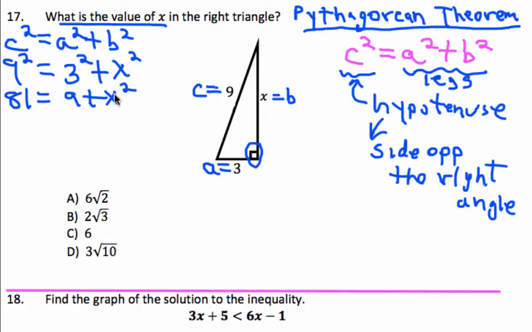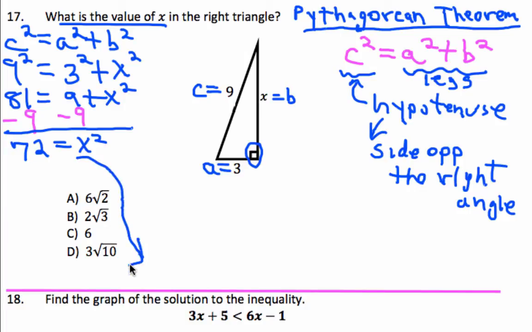So we will now isolate the x squared. We'll subtract 9 from both sides. And we'll wind up with 72 equals x squared. The square root property says that x equals the positive square root of 72, or the negative square root of 72.